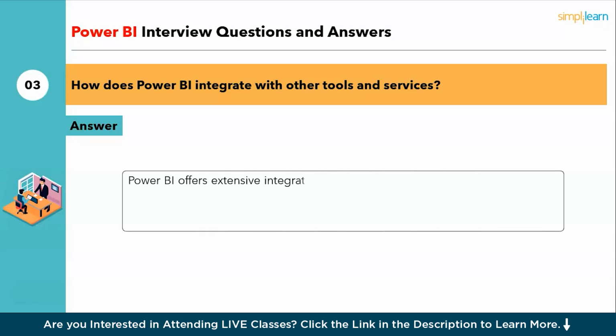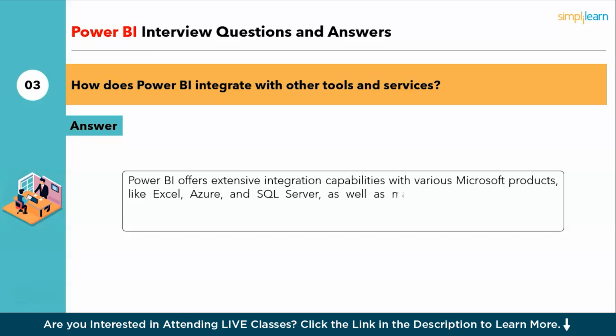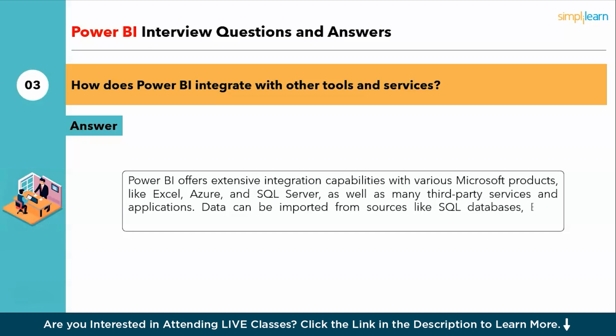So there might be a situation where you might have to get connected to different sources of data, right? So let's say you wanted to import Excel data as well as some service like a cloud service. You want to extract data from a cloud service as well. So how can you do that? And if you want to do that, can you do it, right?